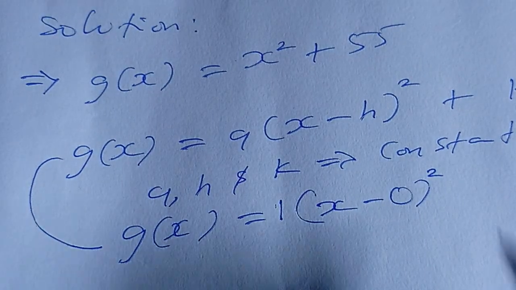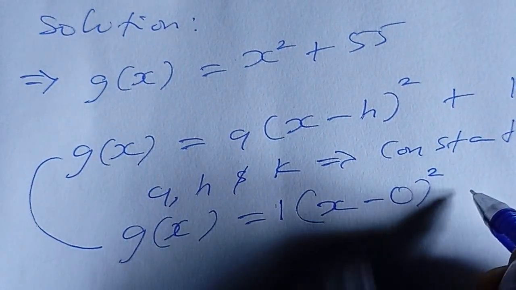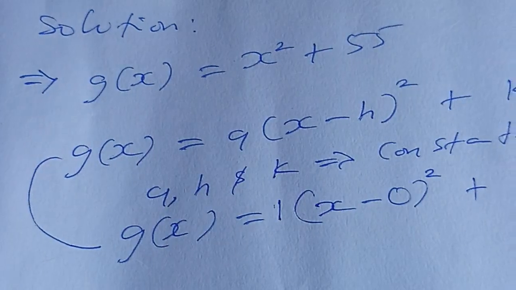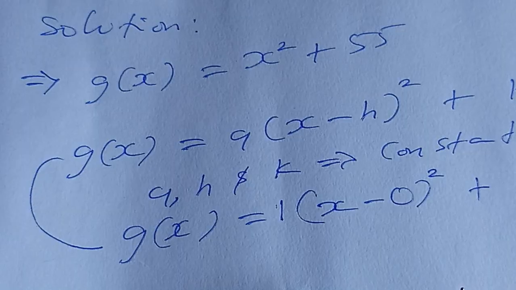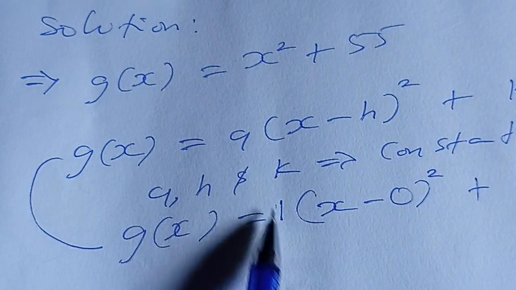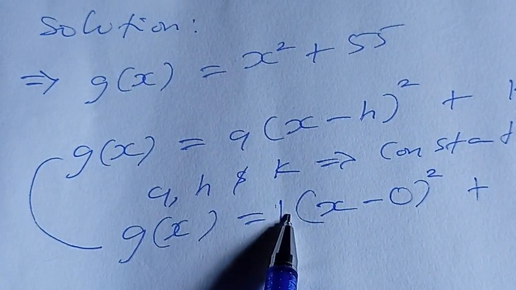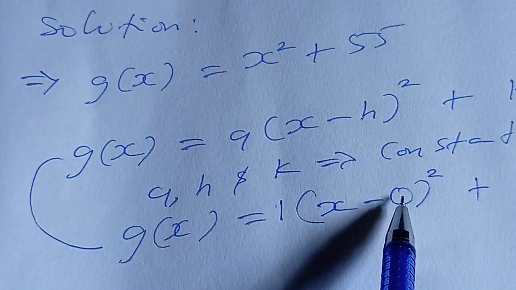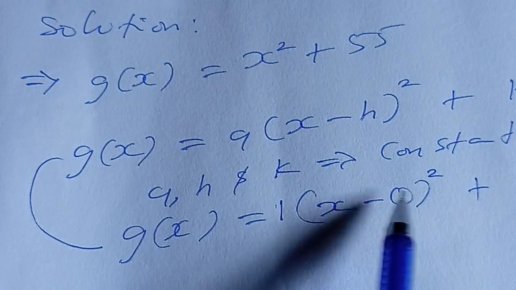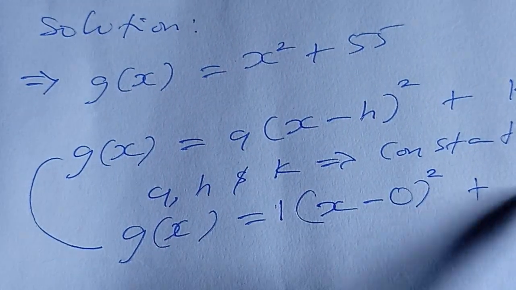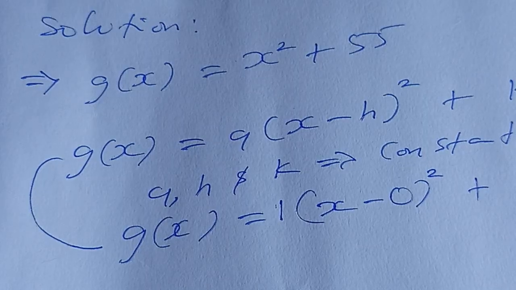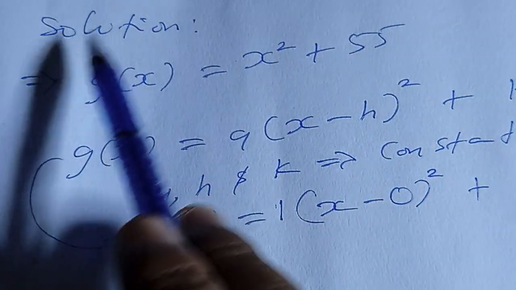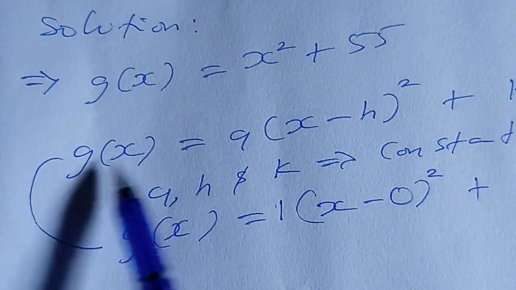So having done that, and then plus k, that will now be plus 55. 55 is the k. You can see it there. 1 is the coefficient of x squared, that is a, and then x minus 0, where 0 represents h. That is why we had x minus 0 all squared, and then plus 55, which is k. That is how we have rewritten this function following this format.